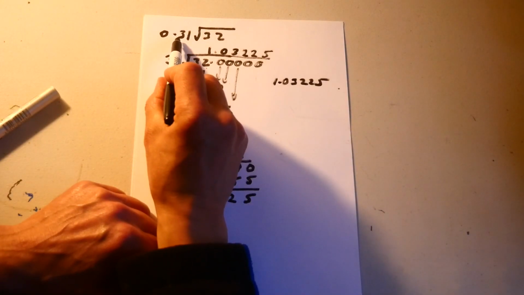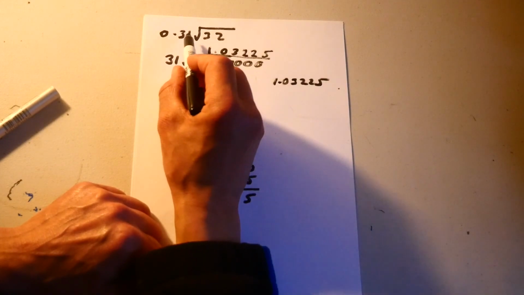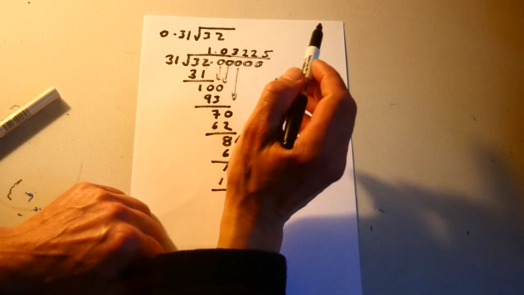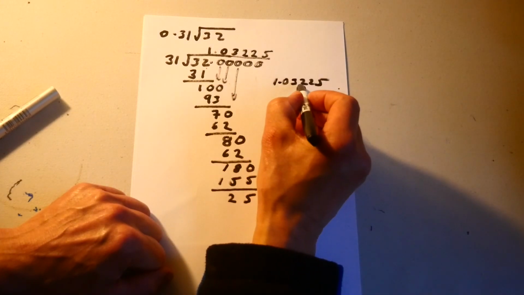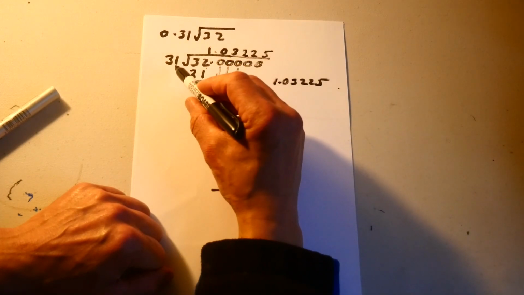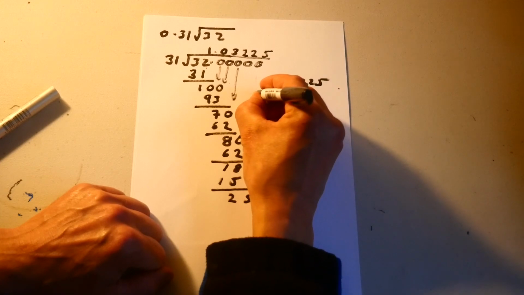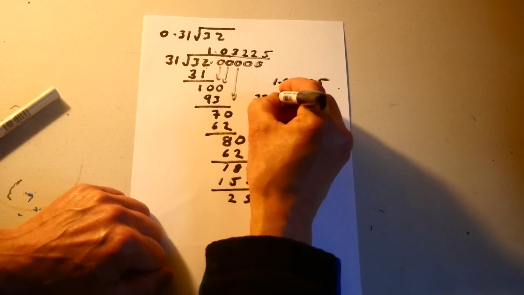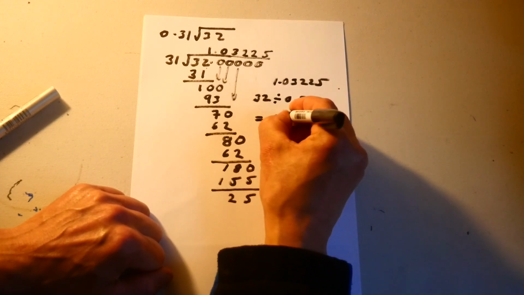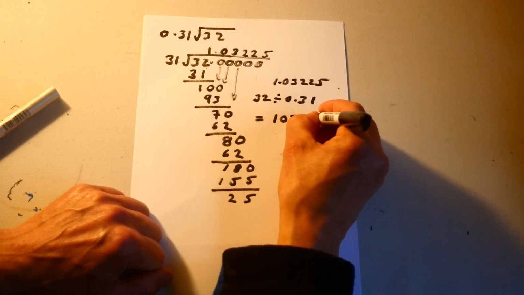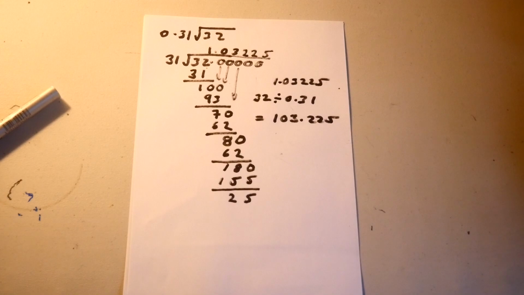So we're dealing with how many times is 0.31 going into 32? Well, basically that's 100 times smaller, so you need to make this value 100 times bigger. So because 31 goes into 32 1.03225 times, 0.31 goes into 32, so 32 divided by 0.31 equals 103.225. Okay?